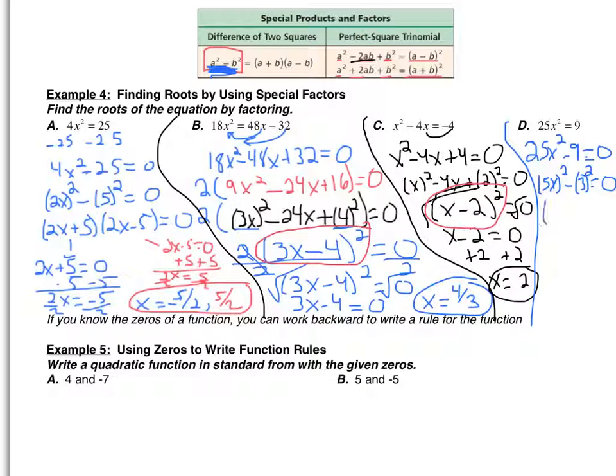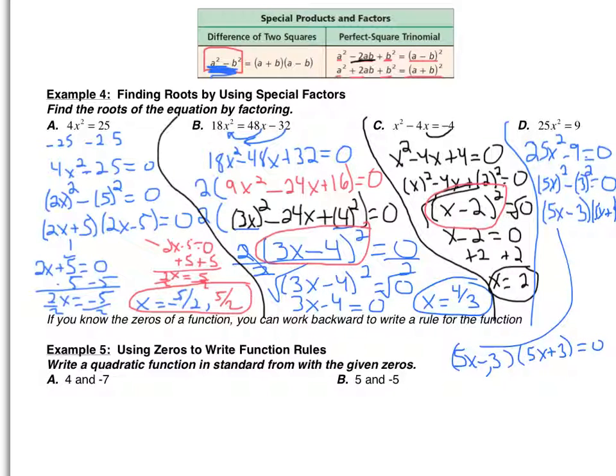So I end up with a, which is 5x, minus b, which is 3. And then I have 5x plus 3. So let's kind of bring this down here. So we have 5x minus 3, so that's a minus b, and 5x plus 3 equal to 0.